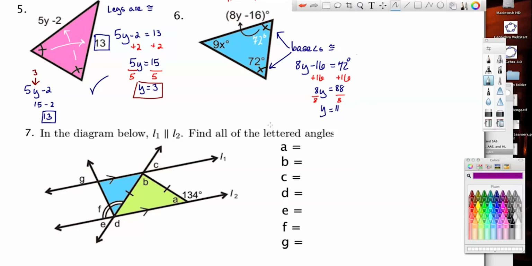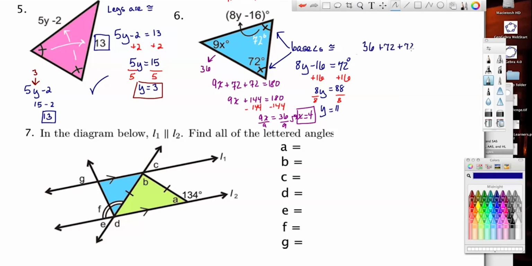Now, we know that 9x plus 72 plus 72 is 180, triangle interior sum theorem, and we can solve for x, and we get 4. So if I put 4 into x, I would get 9 times 4 is 36, and 36 plus 72 plus 72 is 180. Check.